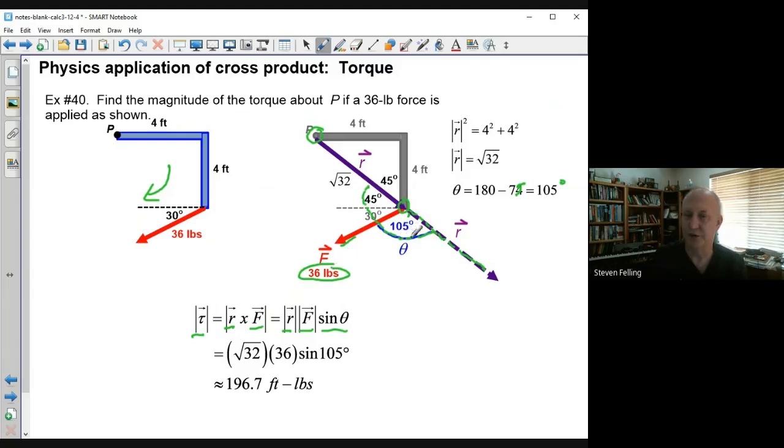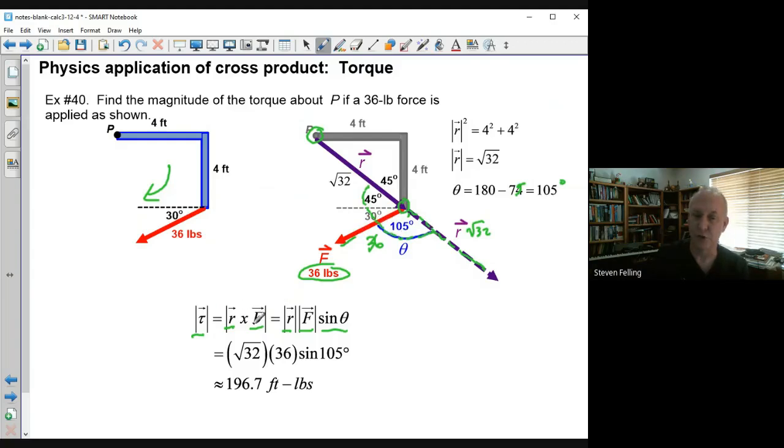So basically I have two vectors here. I have a vector that is the square root of 32 long for the force arm, the lever arm, and then I have a magnitude of 36 vector for the force, and they're separated by an angle of 105 degrees.